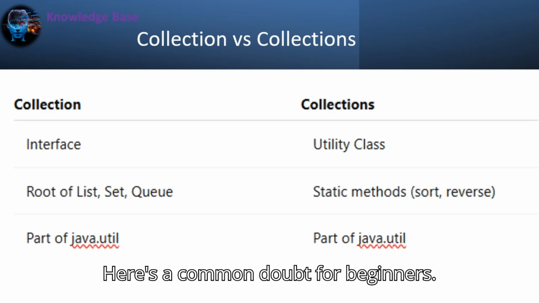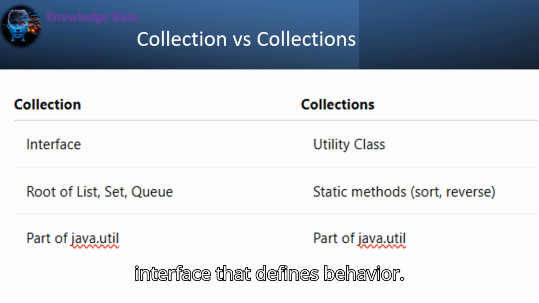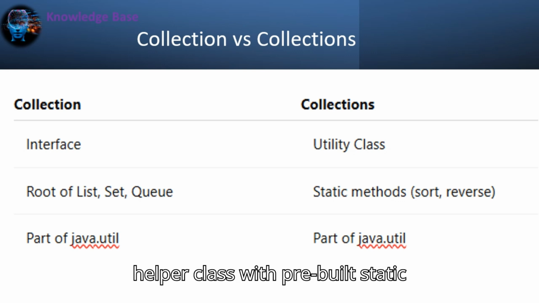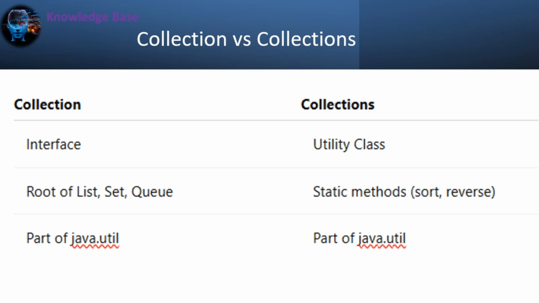Here's a common doubt for beginners. Collection without S is an interface that defines behavior. Collections with S is a helper class with pre-built static methods. Remember, they are very different.